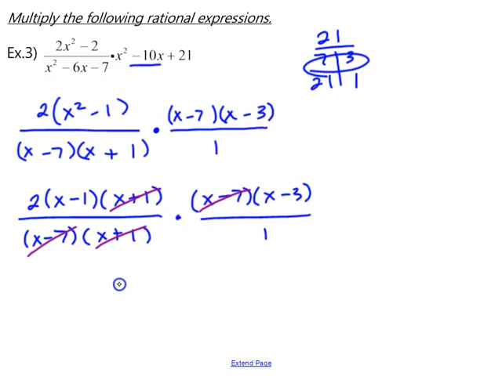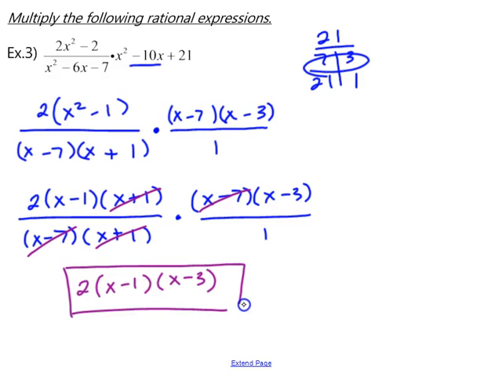So let's go ahead and multiply what we have left. Along the top, we have 2 times x minus 1 times x minus 3, and on the bottom, the denominator, it's just 1, so we can actually just leave our answer like this. And you want to leave your answers in factored form. You don't want to multiply these back again.